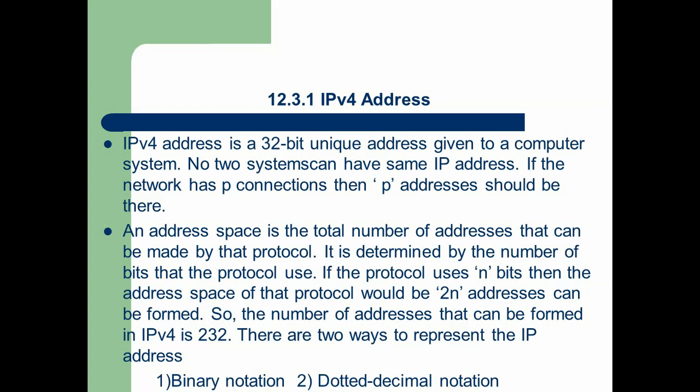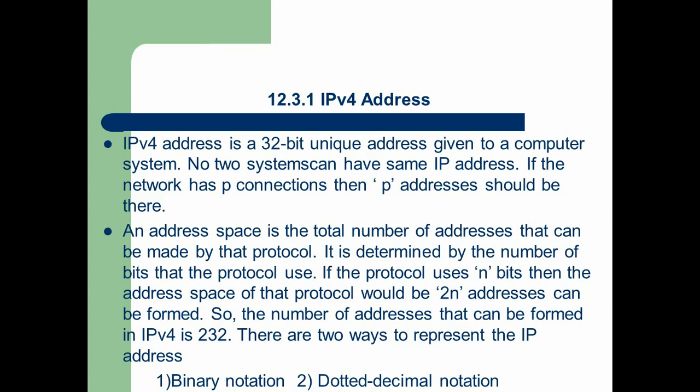An address space is the total number of addresses that can be made by that protocol. For example, if you want to identify any number, that IP number should contain 32 bits, and that location is called the IP address. It is determined by the number of bits that the protocol uses. If the protocol uses n bits, then the address space of the protocol would be 2^n. So the number of addresses that can be formed in IPv4 is 2^32.